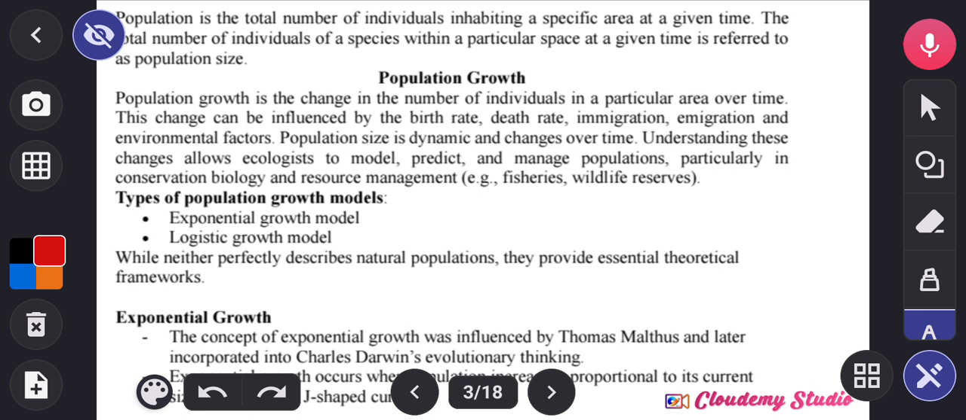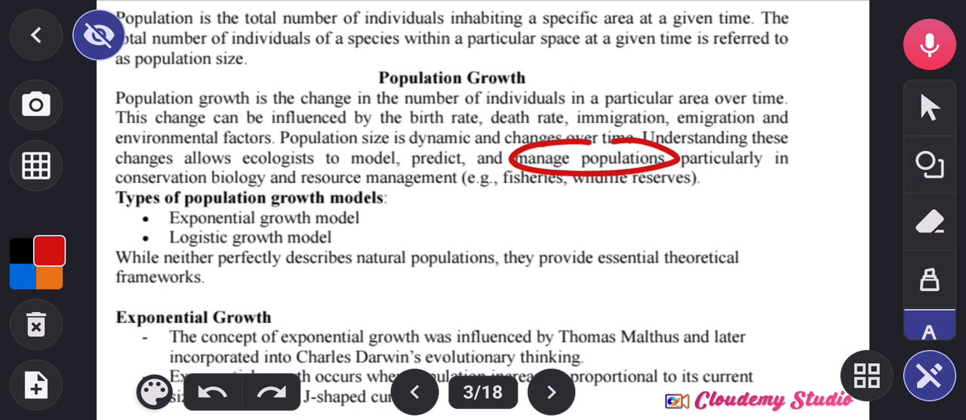So population size is dynamic. When we say that it is dynamic, it means it is not stable. It changes over time. You understand? Now, understanding these changes allows ecologists to develop models, and these models are used to predict population growth. This prediction of population growth will let us know how we can manage this population over time.